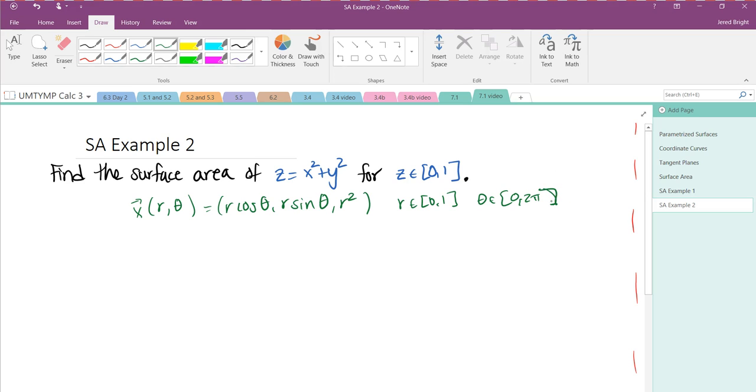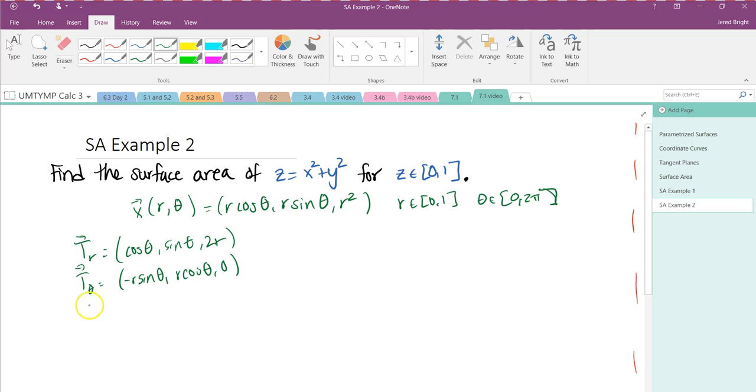Okay, so then I'm going to do the same sort of procedure as before and find T of r, T of theta, cross them, find the length. T of r, doing this, I get cosine theta, sine theta, and then 2r. T of theta is going to be minus r sine theta, and then r cosine theta, and 0.